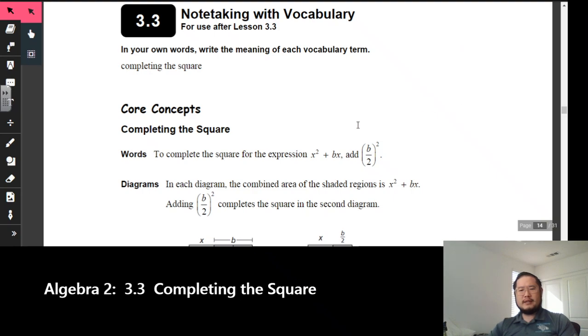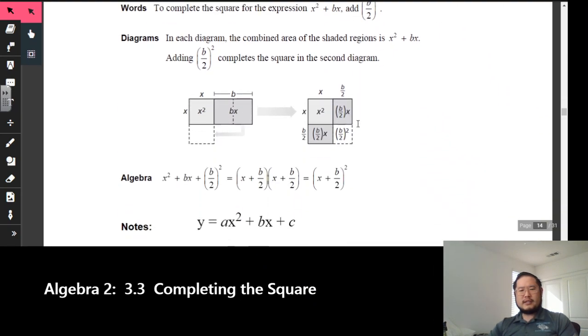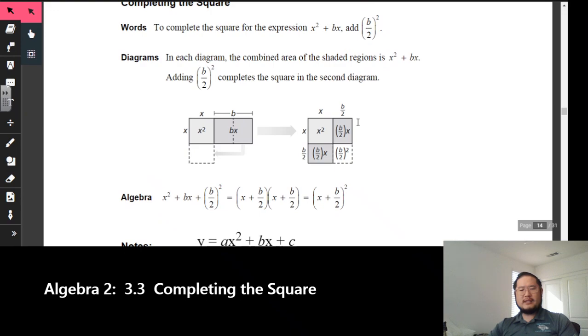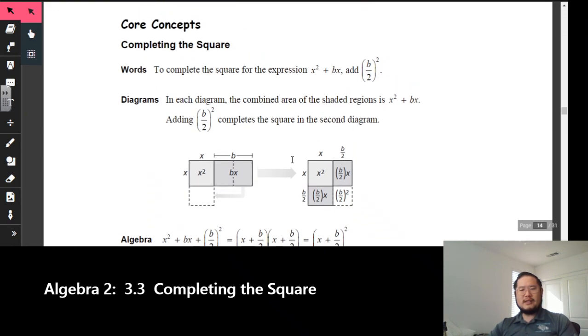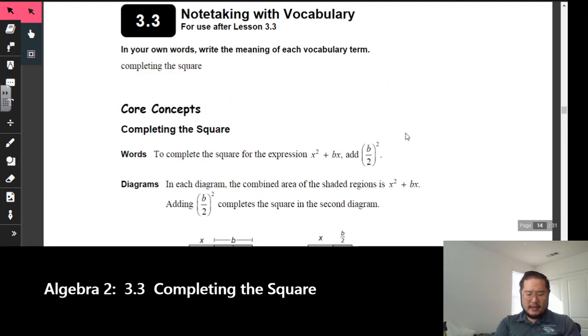So let's go ahead and show you what exactly is completing the square. It's all this stuff you see here. But what it allows us to do is to take any quadratic and turn it into a binomial squared and allow us to solve it. What does all that mean? It's hard to say just to explain it. It's easier to show you what we're actually doing.